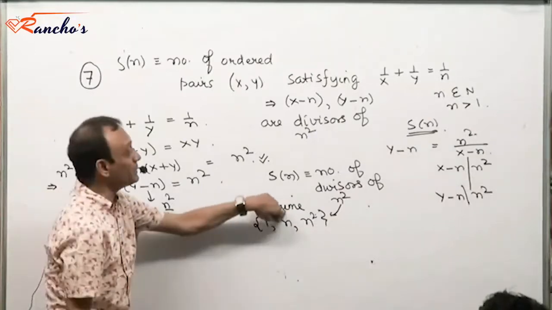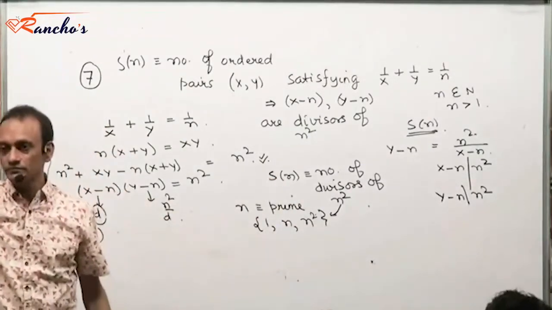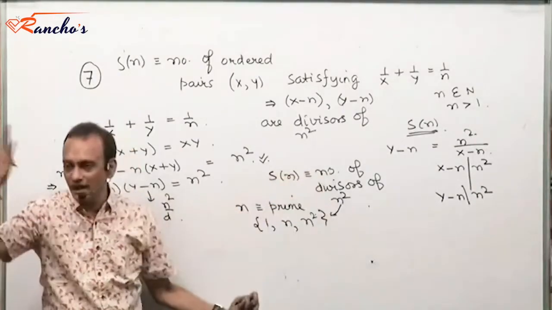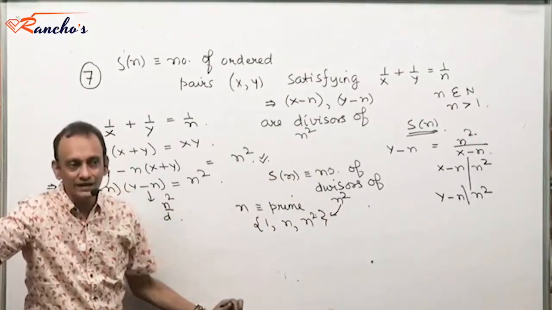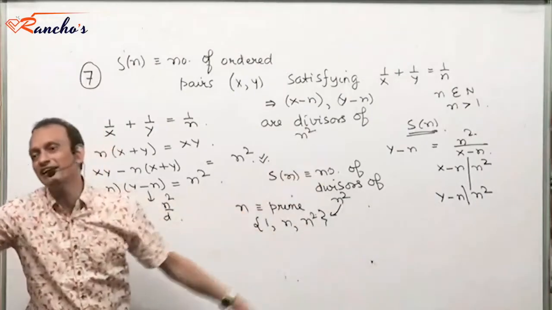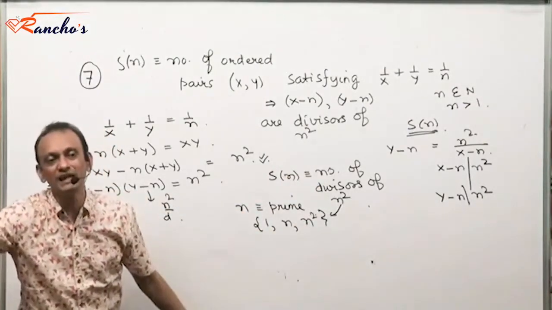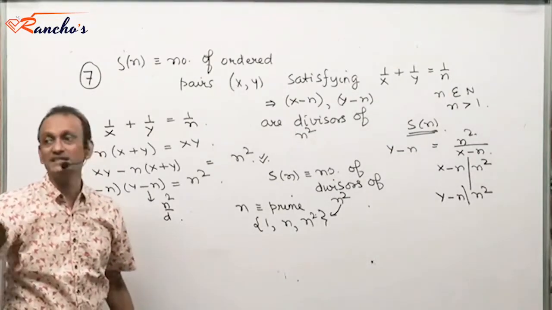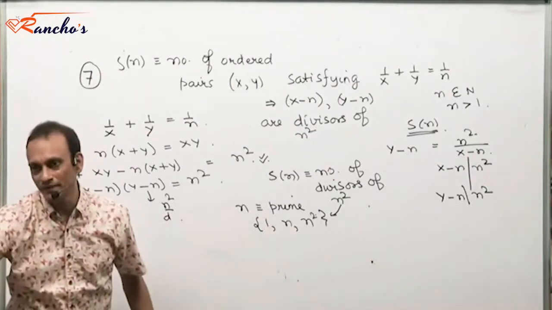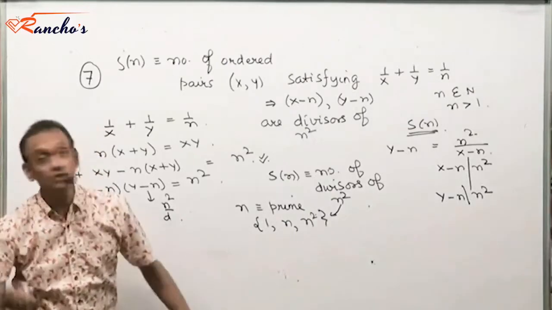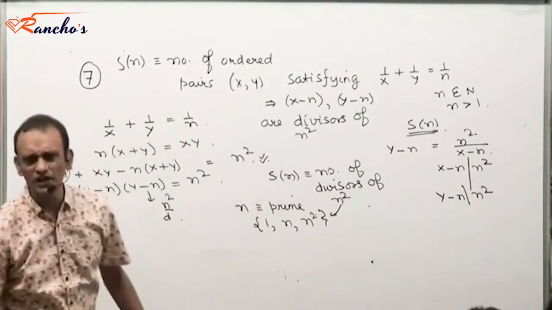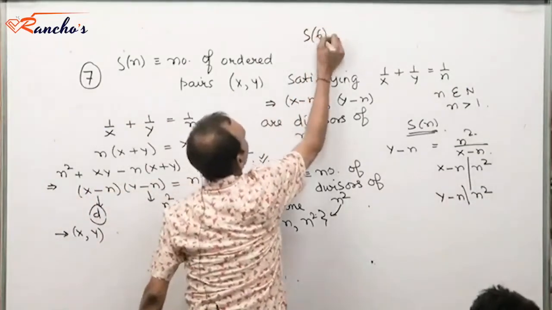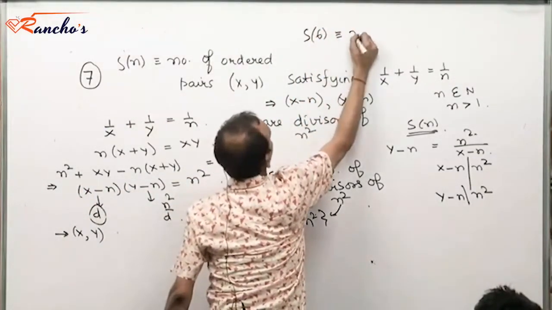Every time n is prime, Sn will be 3. Every time n is prime, the number of divisors of n squared would be 3: 1, n and n squared. So Sn will be 3 if n is prime. Yes or no? Sn will be 3 if n is prime, right? If n is not prime, they have asked for another value, S6. S6 would mean what? Number of divisors of 36.